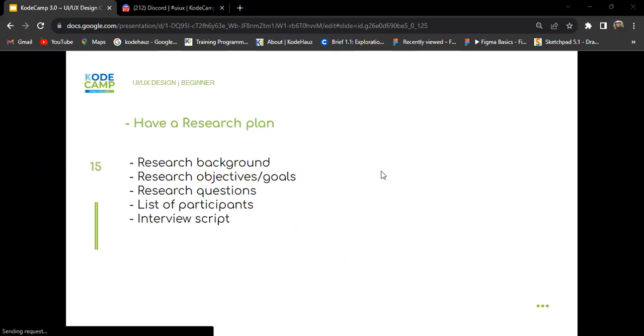Okay, so now this is what a research plan looks like. To properly plan your research, these are the things that you need to put in place. The first thing is research background. We have research objectives or research questions, list of participants, the number of participants too. The last thing we have here is the interview script. And we're going to be looking at each of them one after the other, or giving samples of them. Now, take note that the first thing we have here is what? The research background.